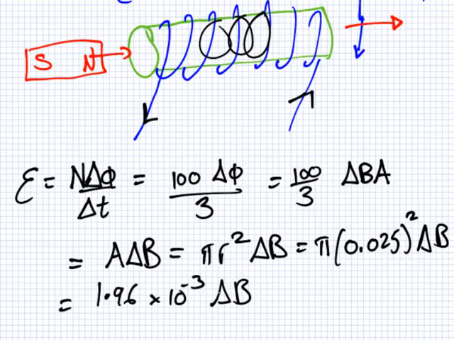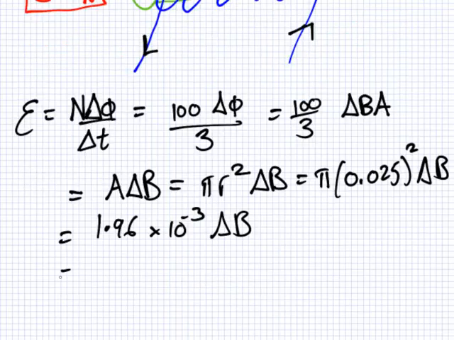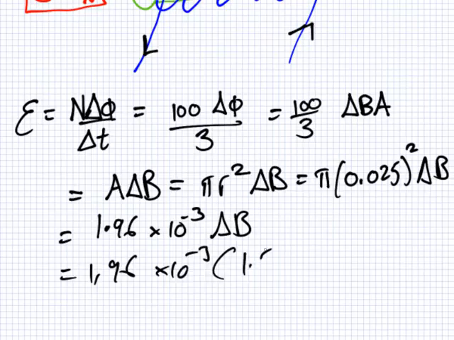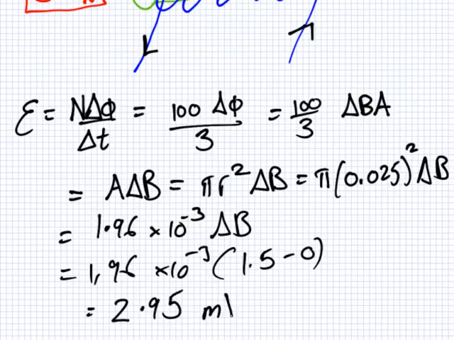And over how much time is this change taking place? 3 seconds. Oh, we already put the 3 in. So the delta B, if you want to write it like this, is 1.5 minus 0. So the answer I get is 2.95 millivolts.